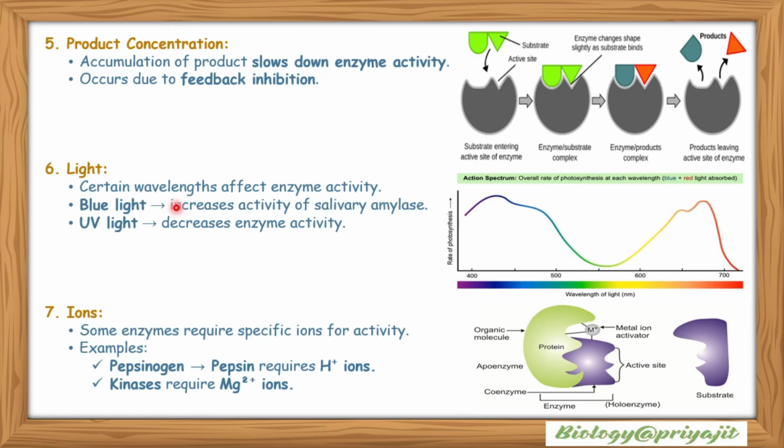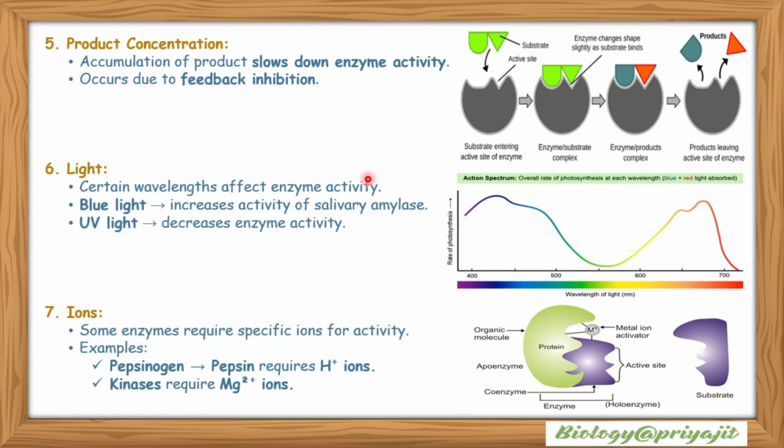Light. Certain wavelengths affect enzyme activity. Say for example, we can find it in photosynthesis. We know that blue light increases the activity of salivary amylase, and UV light decreases its enzymatic activity. So light is an important factor for controlling enzyme activity.